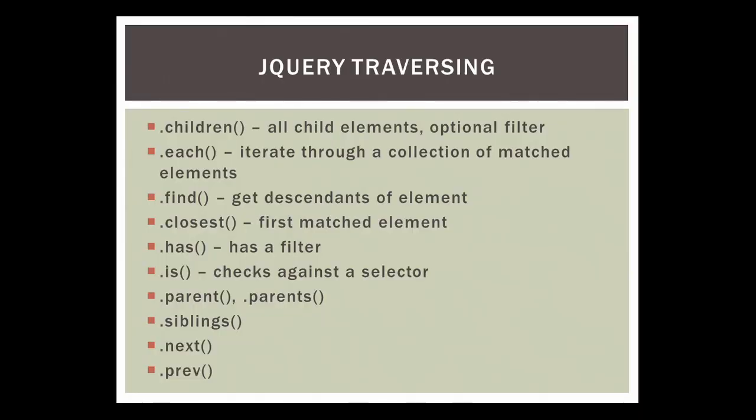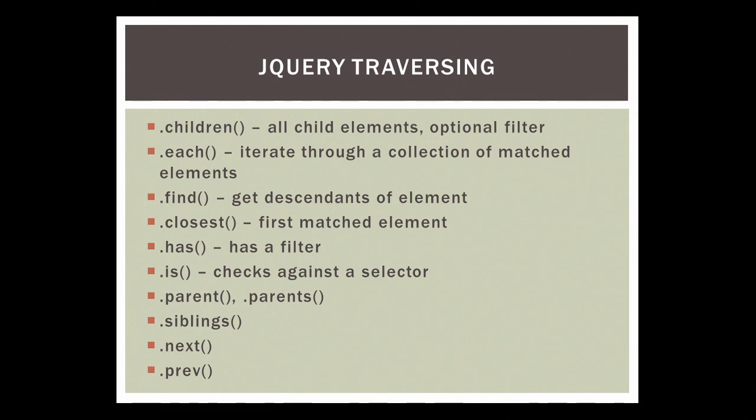That loops through everything that you found, and then you can do stuff to those individual elements as well. Find gets all the descendants of an element. Again, you can pass in a p tag, a div tag, an image, whatever you want to. And I find that find is faster for me. Closest gets you your first matched element.